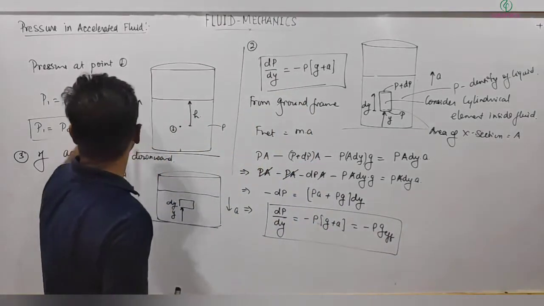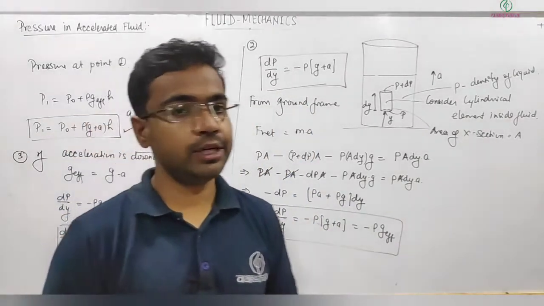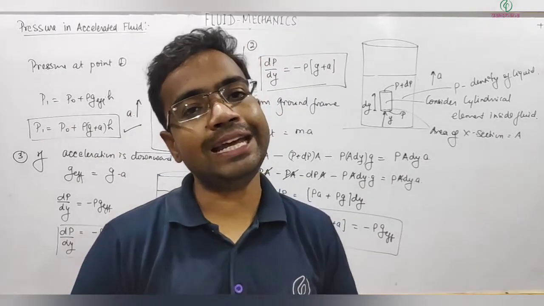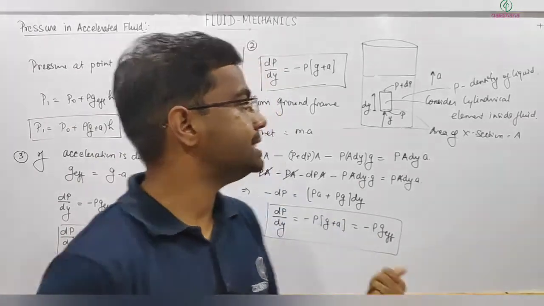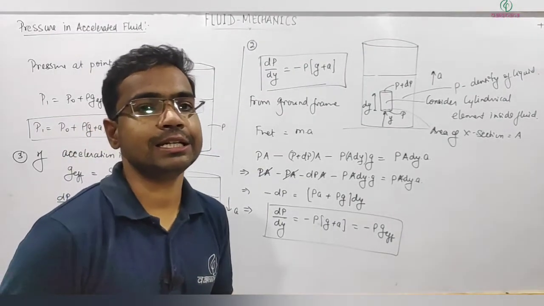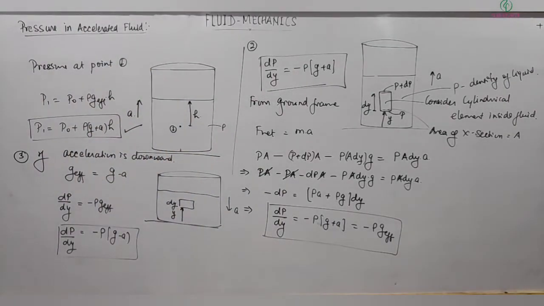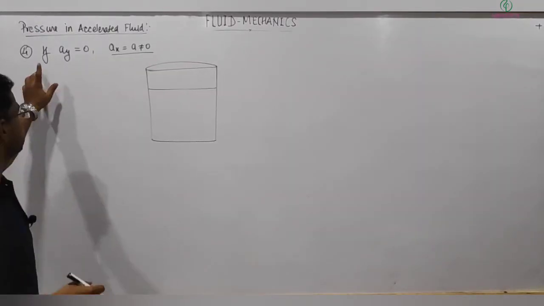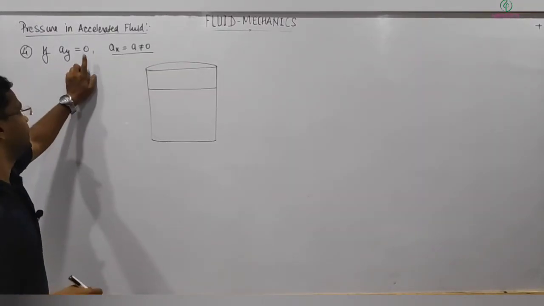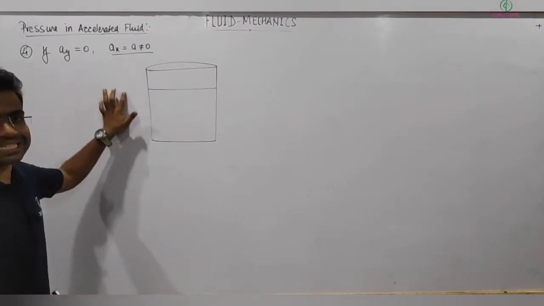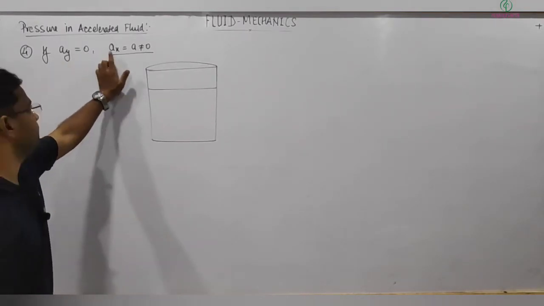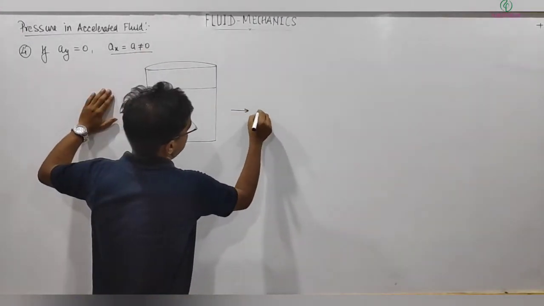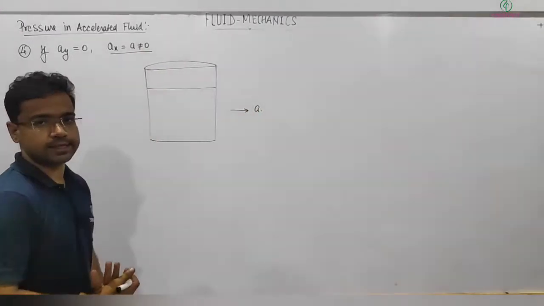So this is the condition for pressure in an accelerated fluid, but here I have discussed only one part, when acceleration is only in the y direction. Let's see the next case. If there is acceleration in the x direction, what will happen? Let's consider the fourth case, where ay is equal to 0, meaning there is no additional acceleration in the y direction, but ax is equal to a, which is non-zero, meaning there is some acceleration of this container in the x direction.